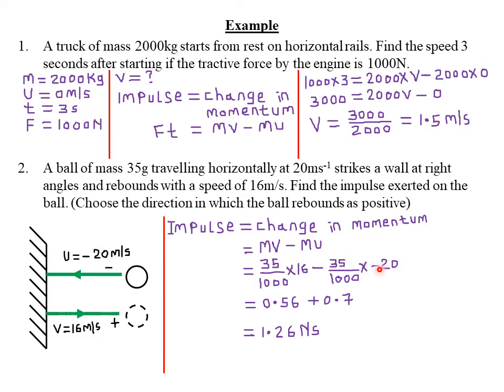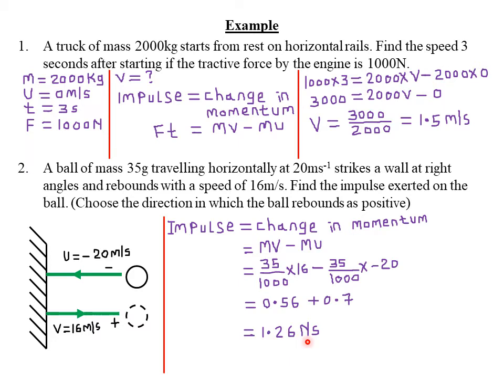So the initial velocity shall be negative 20 meters per second. Then 35 over 1000 multiplied by 16, you'll obtain 0.56. Then negative 35 over 1000 multiplied by negative 20, you'll obtain, remember, negative and negative shall give you a positive, so you'll obtain positive 0.7. Then 0.56 added to 0.7, you'll obtain 1.26 Newton second.